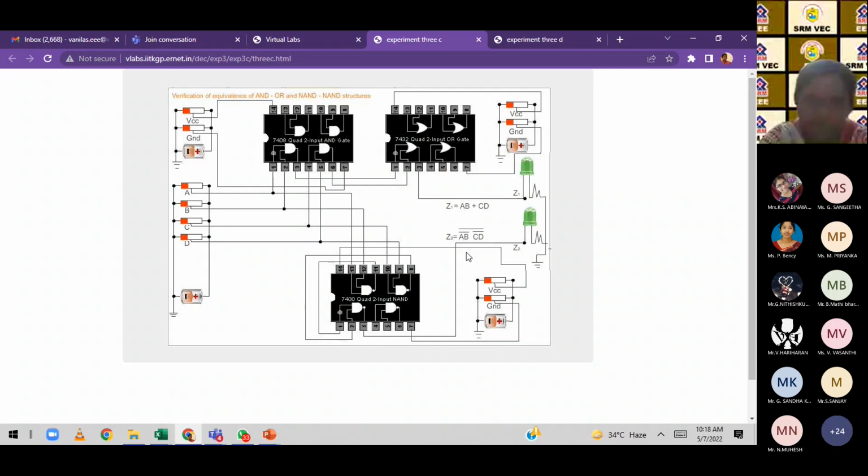So this is that three. Now the three is taken to the LED. So if you see that, the truth table will function for this. Right, students?